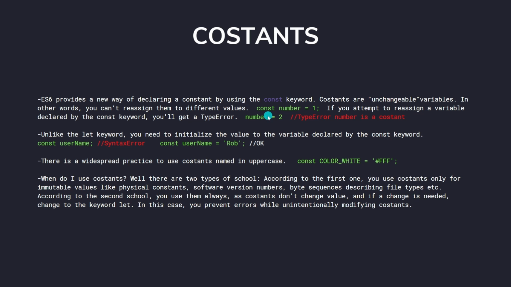So now, after we have declared number and we assigned the value 1 to it, if we try to modify the variable number and assign the value 2, we will have a type error. Why? Because number is a constant.